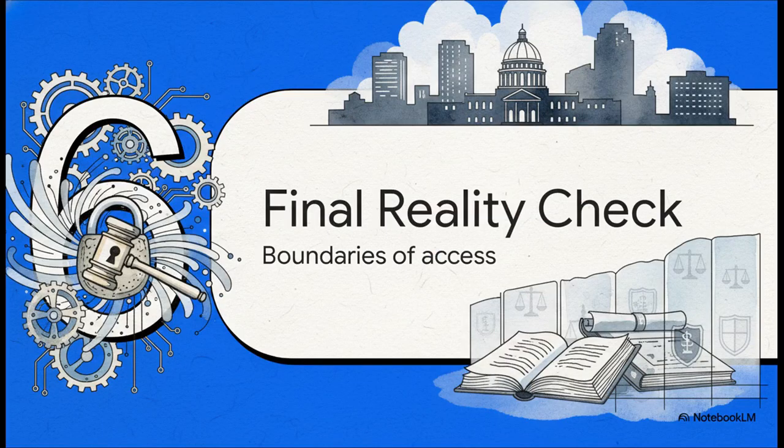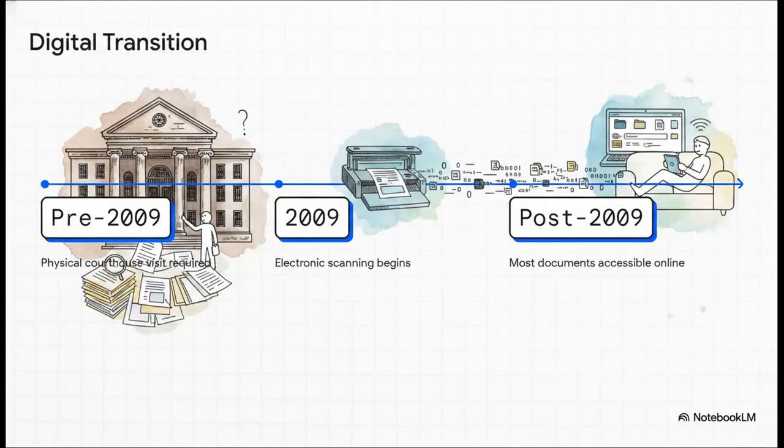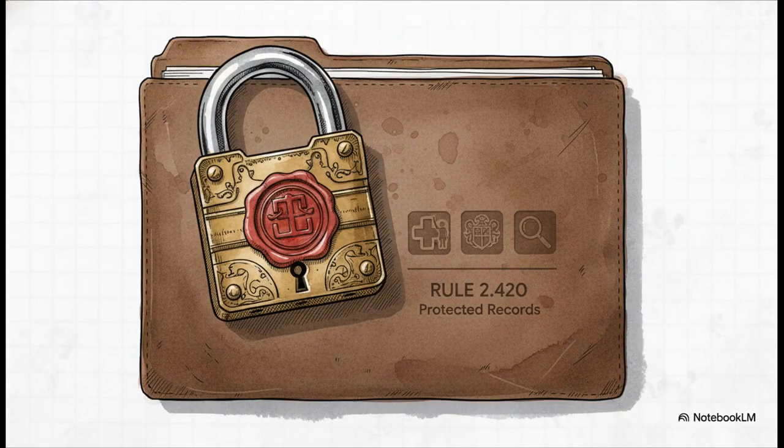Which brings us to Section 6, the final reality check. Even with the ultimate search formula, there are still boundaries to what you can see. First off, there's a huge technological divide around the year 2009. That's when the Orange County Clerk of Courts really began heavy electronic scanning. So for cases after 2009, you can usually pull up most documents online right from your living room. But pre-2009, you might see a docket item listed, but the actual document image won't be attached. For those older historical files, you might still have to physically visit the courthouse or wait for a specific digitization request.